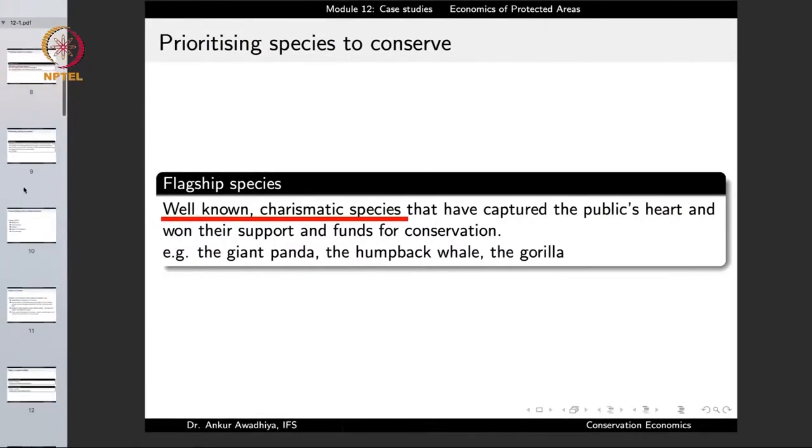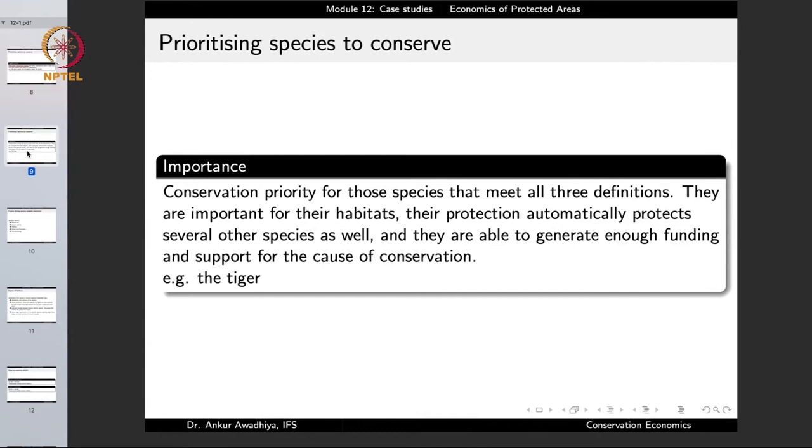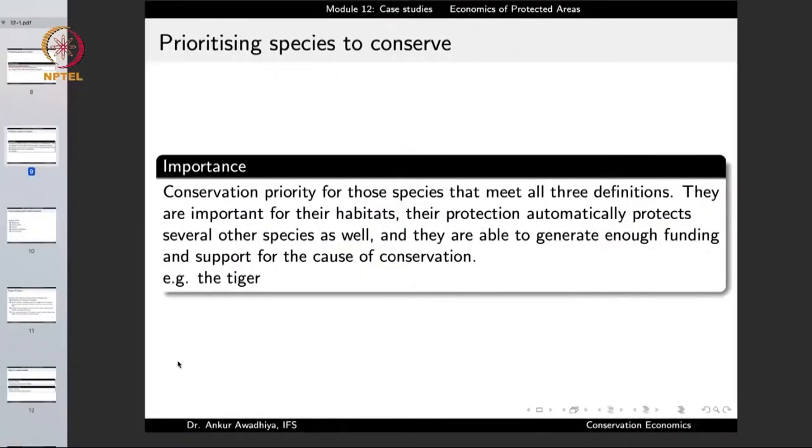Now, when we do conservation, we try to look for those species that meet all these three definitions. If there is a species that is a keystone species, which means that it has a very large role in the ecosystem, it is an umbrella species, which means that it requires a large home range, which would automatically give protection to a large number of other species, and it is also a flagship species, which means that people want to conserve it, and it is easy to get funds and public support, nothing like it. So we always look for those species that are at the confluence of all three of these. A good example is the tiger. Because a tiger is a keystone species, it's a flagship species, and it's also an umbrella species.